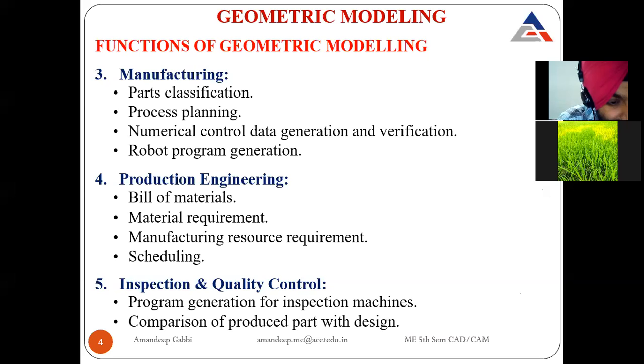Production engineering: you all have learned about BOM, bill of material, and machine drawing, material requirements, manufacturing resource requirements. What material and how much material is required for a particular production, and manufacturing resource requirements like human resources and all that. Scheduling is when you schedule how much production is required, say for one day, and how much production is required for one month, and so on. Scheduling can also include how much work is to be done per hour.